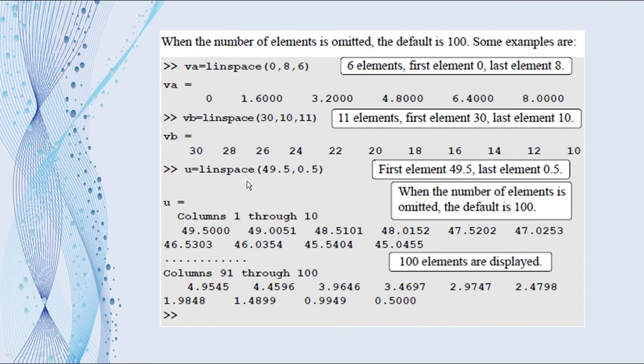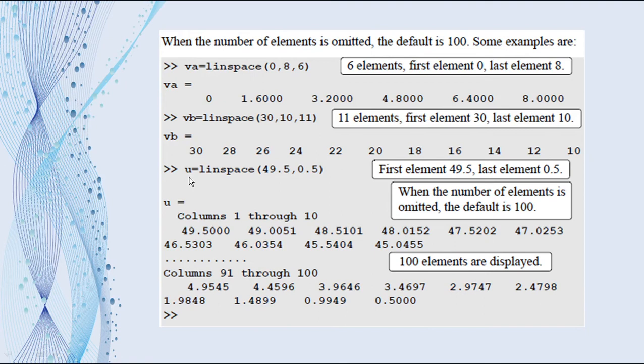u is equal to linspace of 49.5 comma 0.5. Normally you have 3 arguments here, but now only 2 are given. The first element is 49.5 and the last element is 0.5. When the number of elements is not given, it takes 100. When the number of elements is omitted, the default is 100, so it will generate 100 elements.